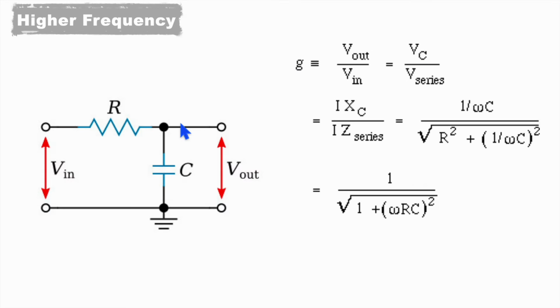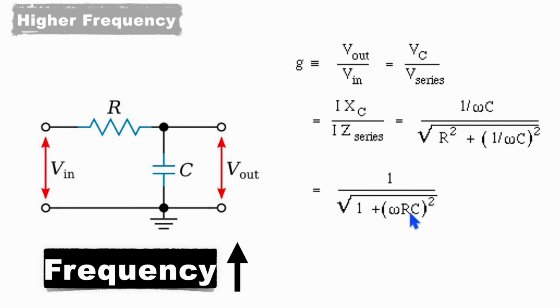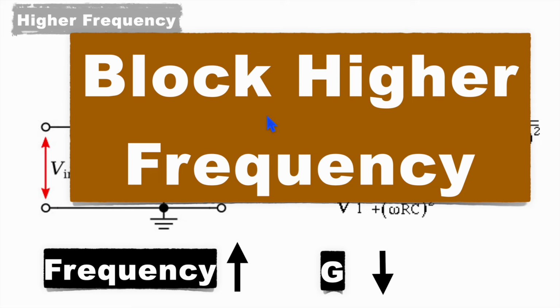And for a high frequency signal, it will be 1 divided by infinity, which will be almost 0. So in case of a higher frequency signal, this gain is 0. So Vout will be almost 0. So it blocks high frequency signals.